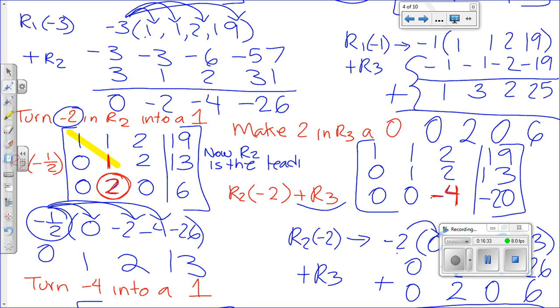So we're always using the one on top? Or no? Well, you move by columns. When you're working on the first column, R1 is your leading row. When you're working on the second column, R2 is your leading row. And when you're working on the third column, R3 will be your leading row. Okay? So let's do the back substitution now.